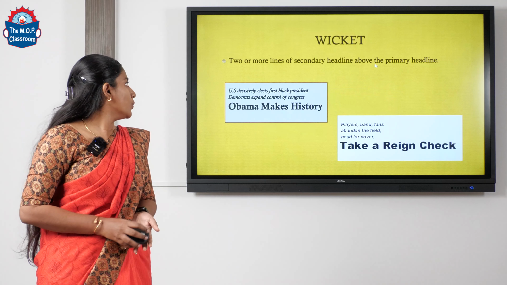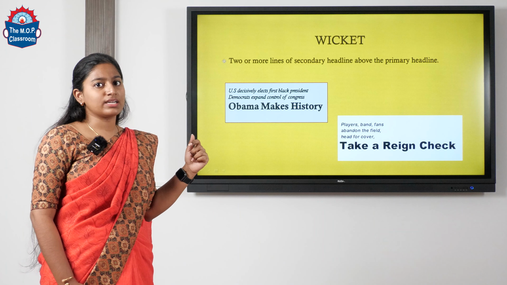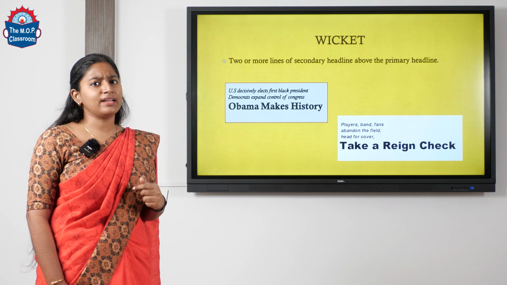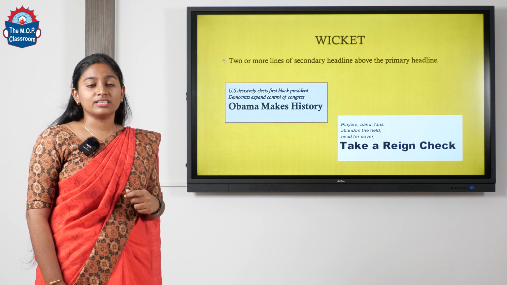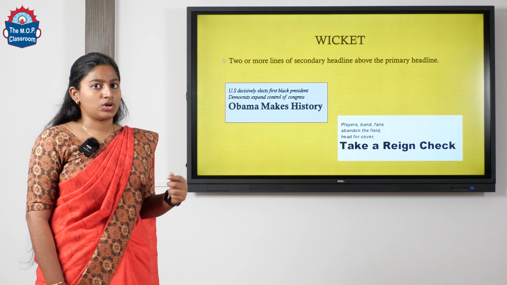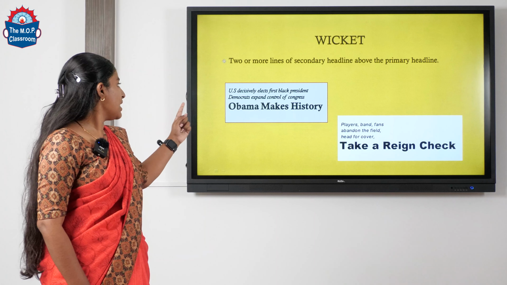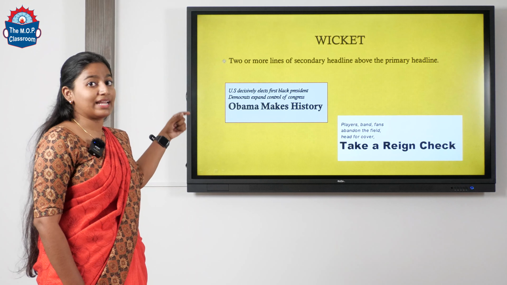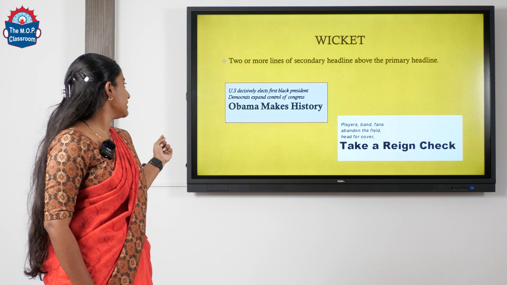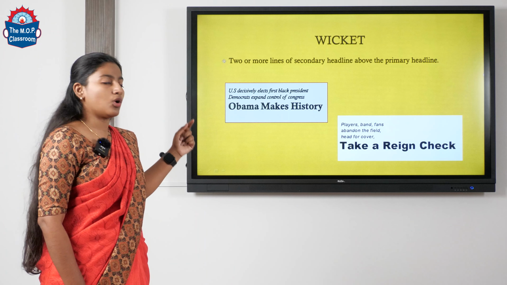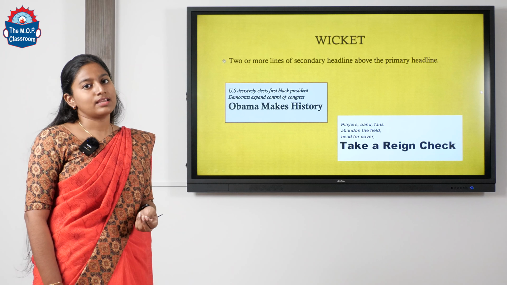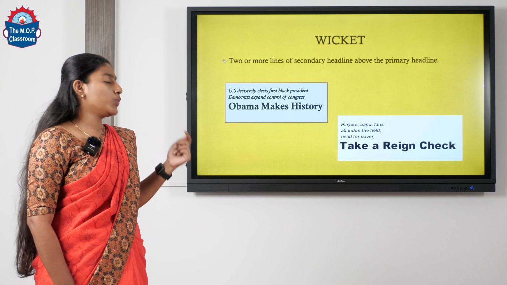Then we have wicket. Wicket is similar to kicker because the secondary headline would obviously be placed above the primary headline, but there is a slight difference. That is, the secondary headline will be written in 2 lines or more. As you can see in the example, Obama makes history. That is the primary headline, and above it you have US decisively elects first black president, Democrats expand control of Congress, which is a secondary headline and it is written in 2 lines. Therefore, it comes under wicket style.